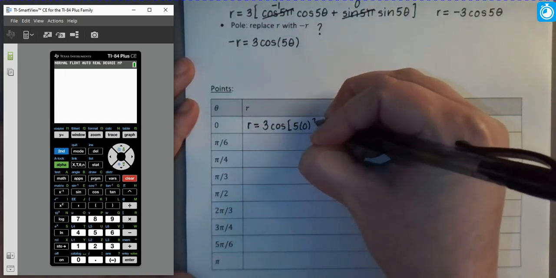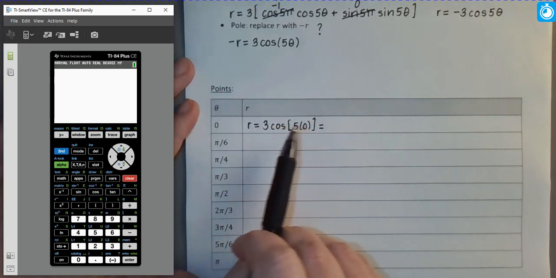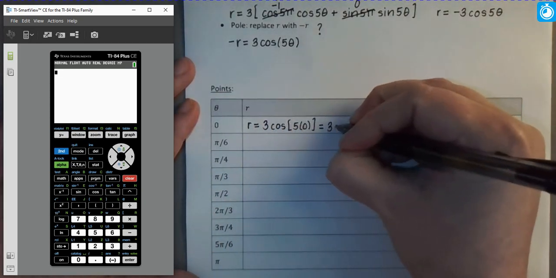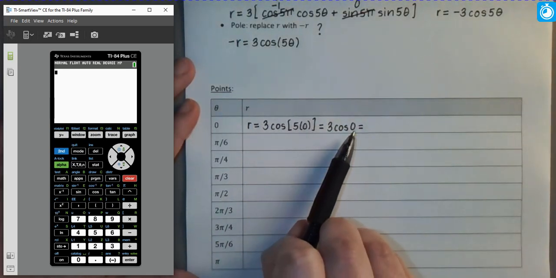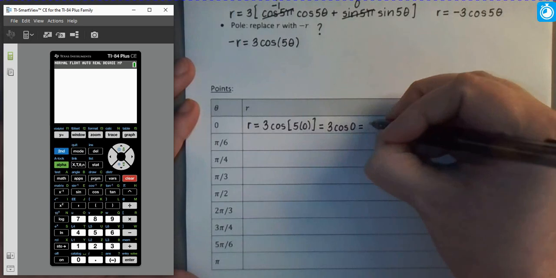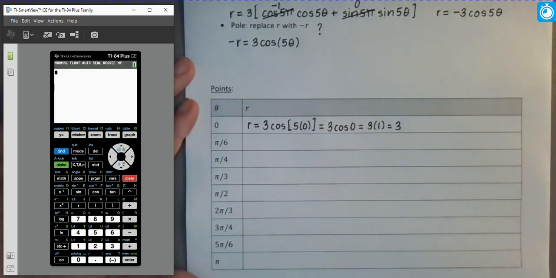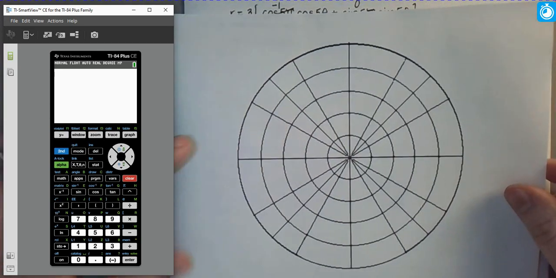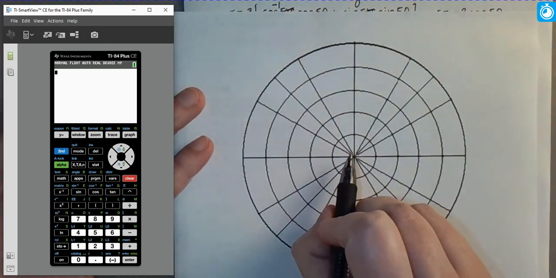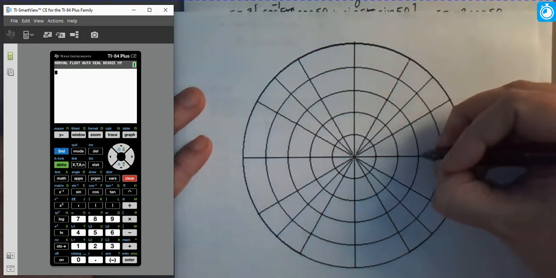So plugging in 0, that's going to be 3 times the cosine of 0. At 0 radians, we know the cosine has a value of 1. So that's going to be 3 times 1, which is 3. Let's put that on our graph. At 0 radians, our value of R is 3. So at 0 radians, we're at 1, 2, 3.